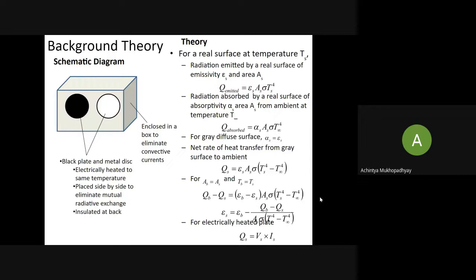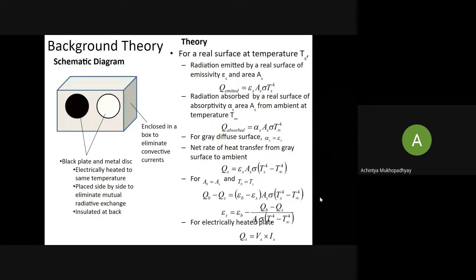So the heat emitted, the rate of heat transfer, Q emitted from the real surface, would be given by a similar expression as for the black surface, only now instead of epsilon b we have epsilon s, the emissivity of the surface, which is what we have to find out in this experiment.